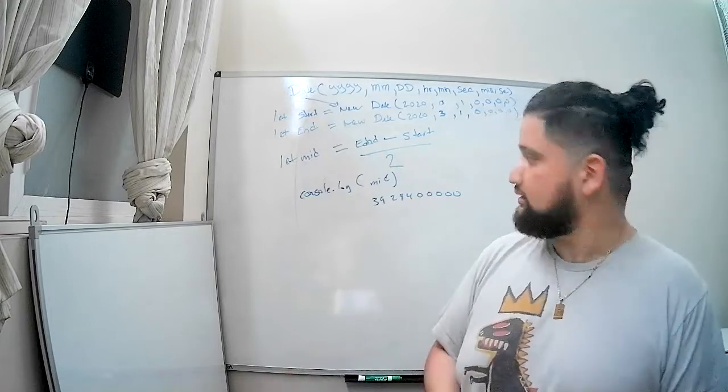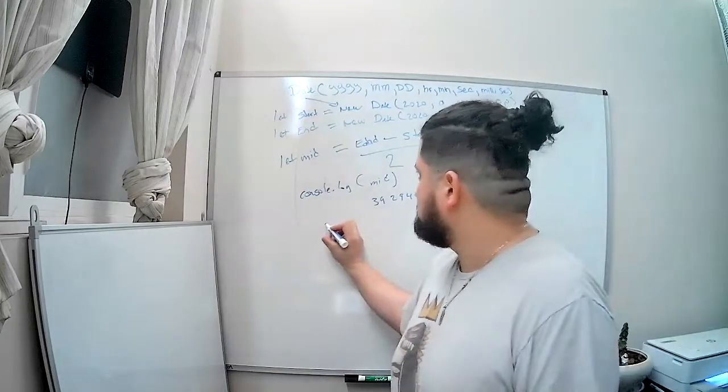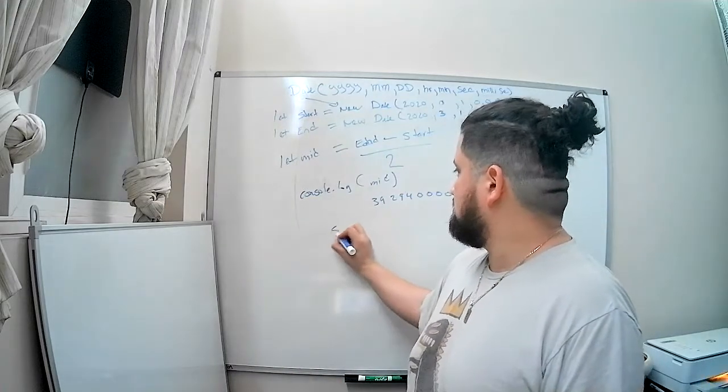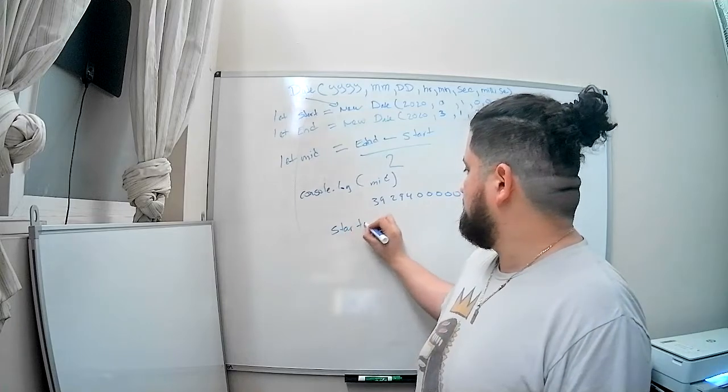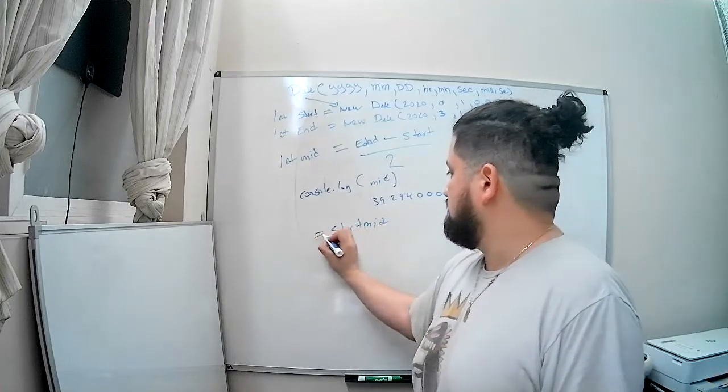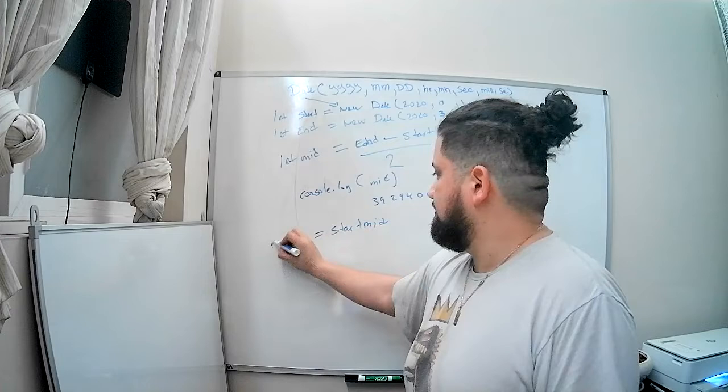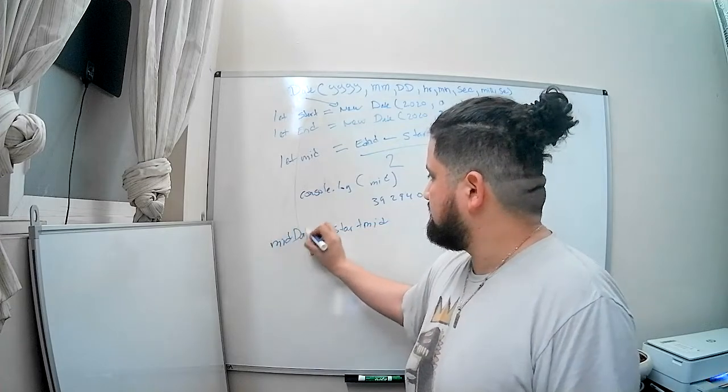So how do we find the middle date? We go to start plus middle. I'm going to call this mid date.